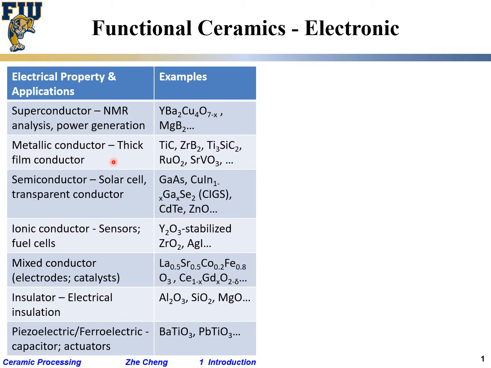I'm not talking about copper or silver. Those are very conductive. But metals such as titanium, iron, nickel, they are not that conductive. And many ceramics, like titanium carbide, zirconium diboride, titanium silicon carbide, ruthenium oxide, or strontium vanadium oxide, they are as conductive as many typical metals like tin, like titanium. A lot of these ceramics are as conductive as many metals. Lead, they are not good conductors.